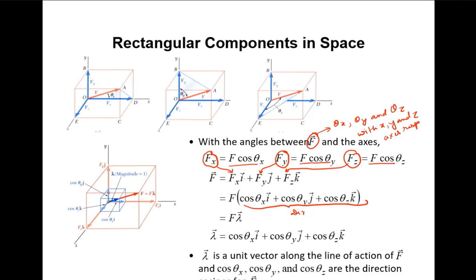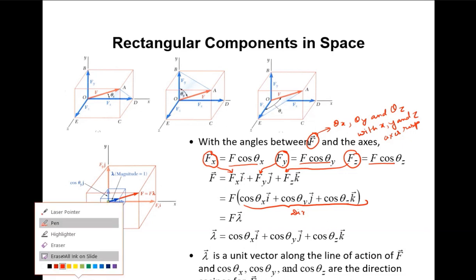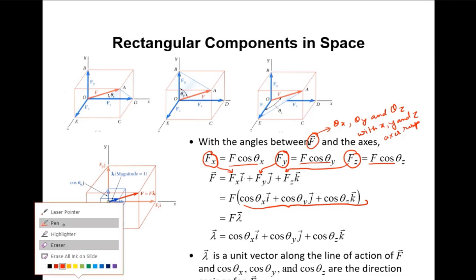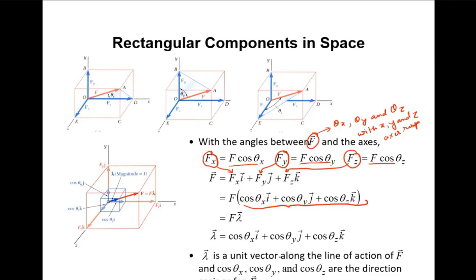Here I have already written it. So lambda is a unit vector along the line of action of F, and cos theta x, cos theta y and cos theta z are direction cosines of F. So these, cos theta x, cos theta y and cos theta z, are the direction cosines of the force F that you have, right?